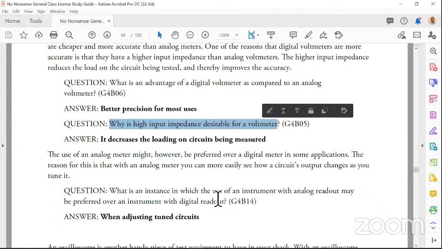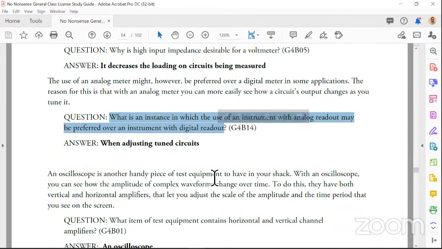Next question in the question pool. Why is high input impedance desirable for a voltmeter? So we discussed the reason for this the last session. We said that when we put the voltmeter into the circuit, we don't want it to affect the circuit too much, but we want to get a reading. So that's why a desire is to have a high input impedance, so it doesn't draw much current to take the reading. So the reason is it decreases the loading on circuits being measured.